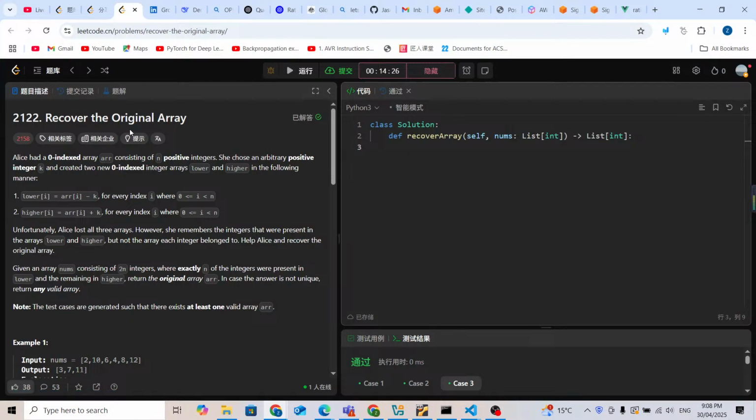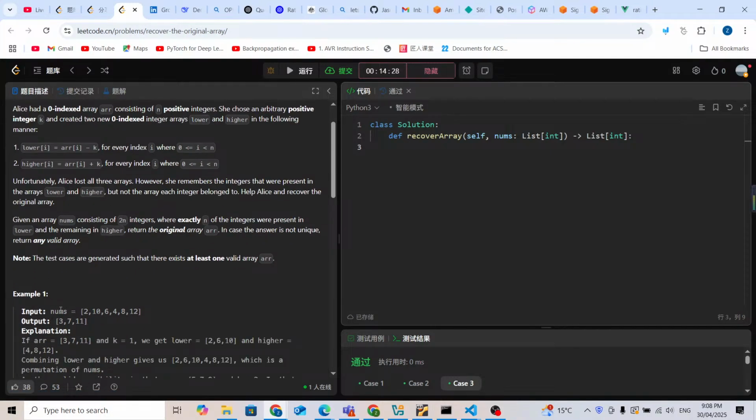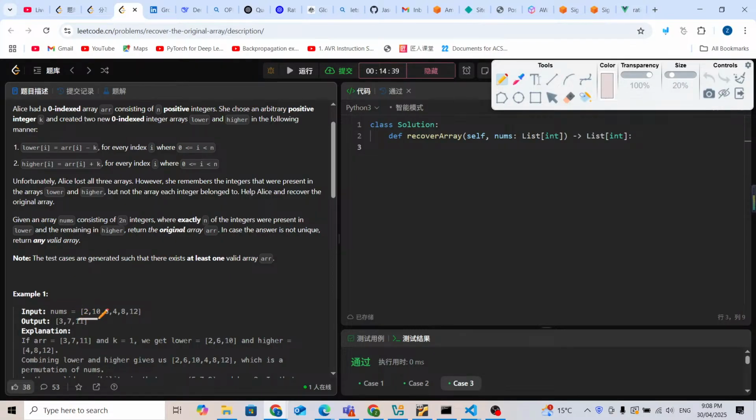to recover the original array. So we are getting array nums. So actually, this nums is composed by the lower and higher array. So what does that mean? So we are giving this array nums, and we want to find the original array.